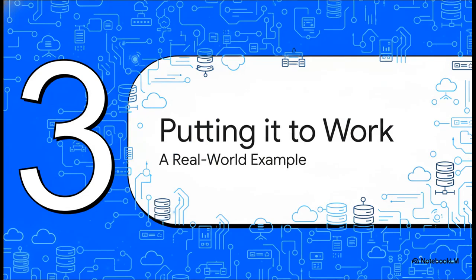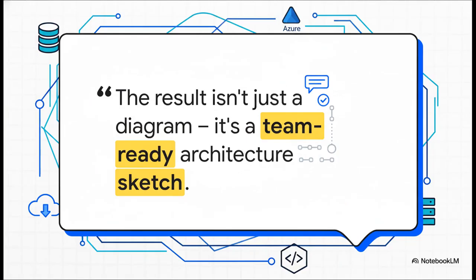All right, enough theory. Let's see this thing in action. What does this look like when you throw a real complex Azure architecture at it? Does it actually work? So the creator of this skill put it to the test on a real project. And the big takeaway was this. The result isn't just a pretty picture. It's a team-ready architecture sketch. It's something you can immediately use in code reviews, for comments, and you can tie it directly back to your pull requests and your documentation.